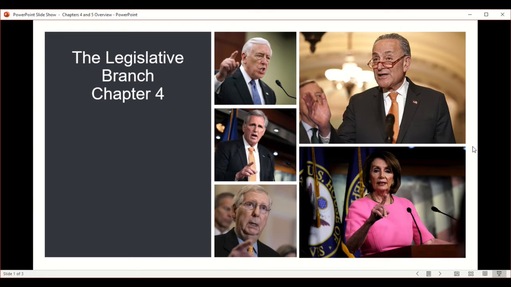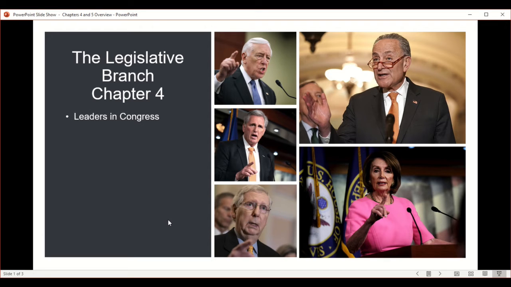Okay, hello everyone. This week we will be tackling the three branches of government, but one branch per week. This week we will be tackling the legislative branch, which is chapter 4.